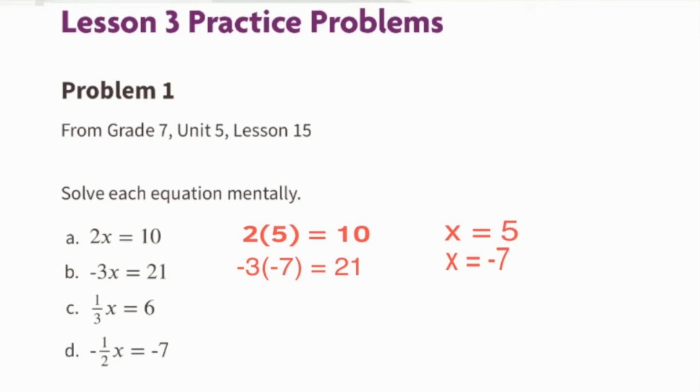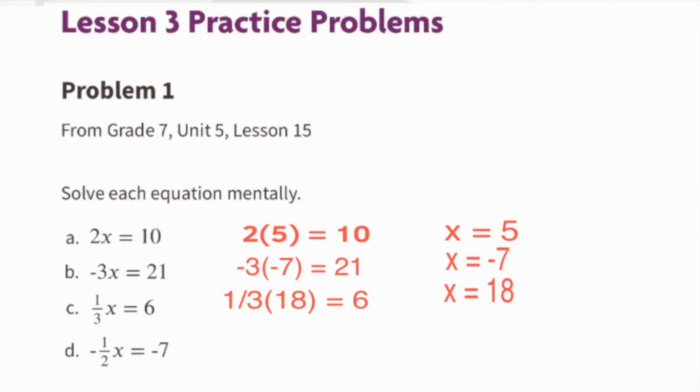C. 1/3 times x equals 6. So that looks like a positive times a positive equals a positive. And 6 divided by 1/3 equals 18. But I also know that 6 is 1/3 of 18. So x equals 18.